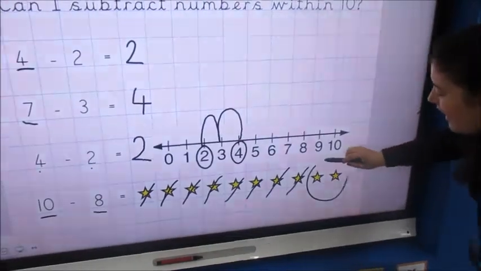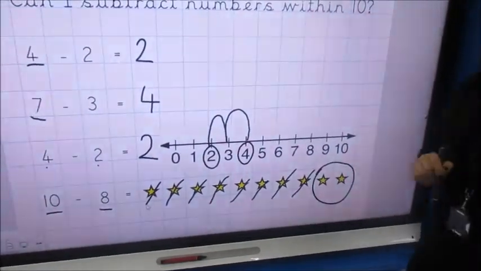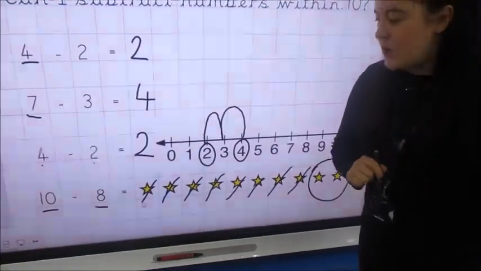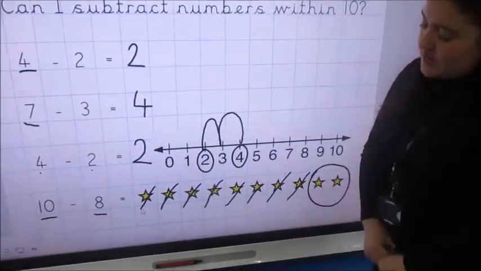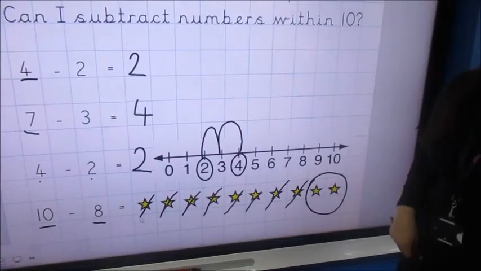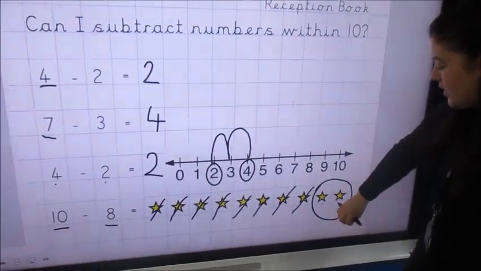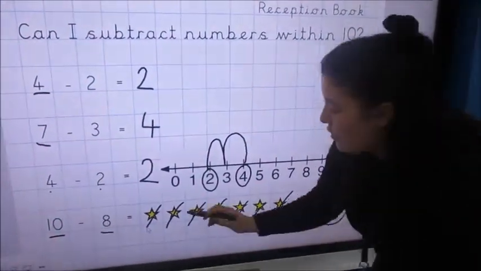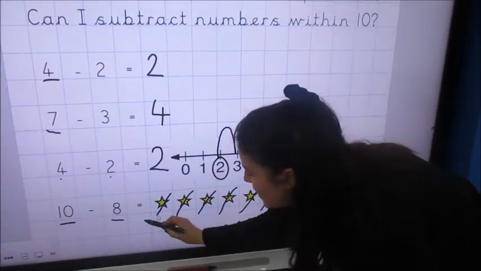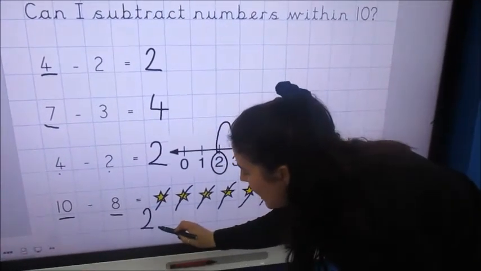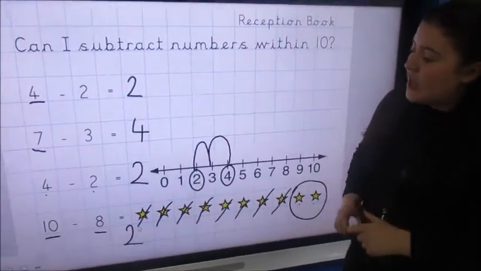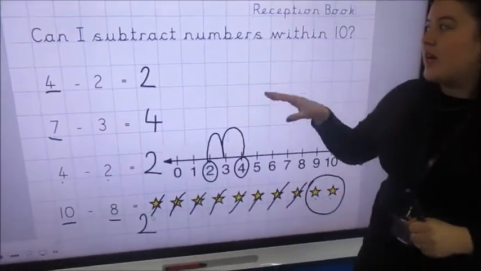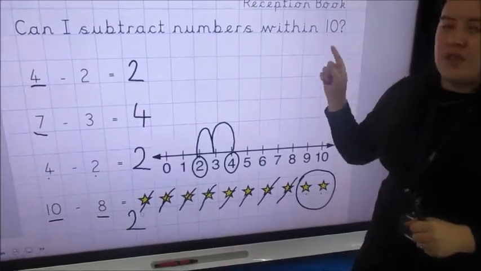How many have I got left? And that's some really good mathematical language. How many are left? If I had 10 and I've taken 8 away, how many have I got left? I have got 2. Oh, I haven't quite got space for my answer there. I'm just going to pop it underneath. But I'm sure in your workbook you will have the right space for it. So that's lots of examples there of how we can subtract numbers within 10.